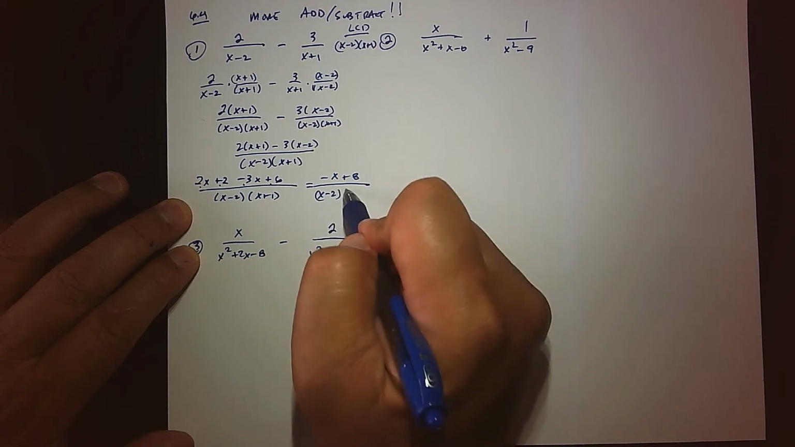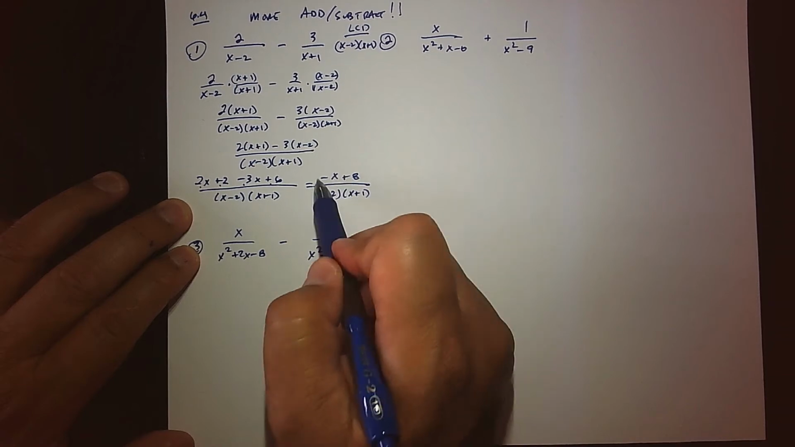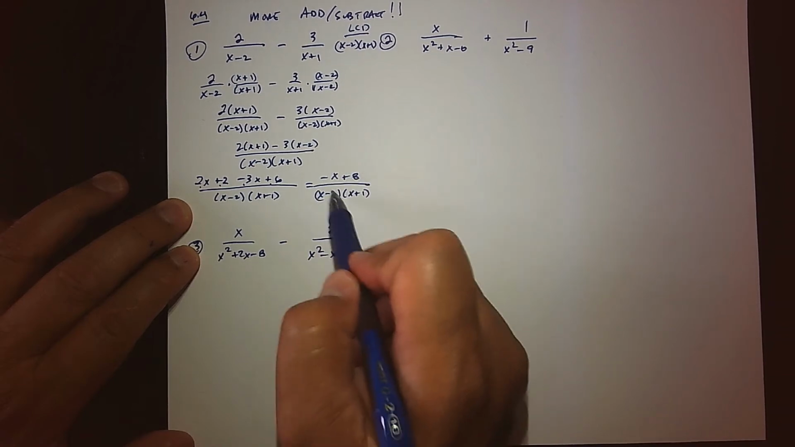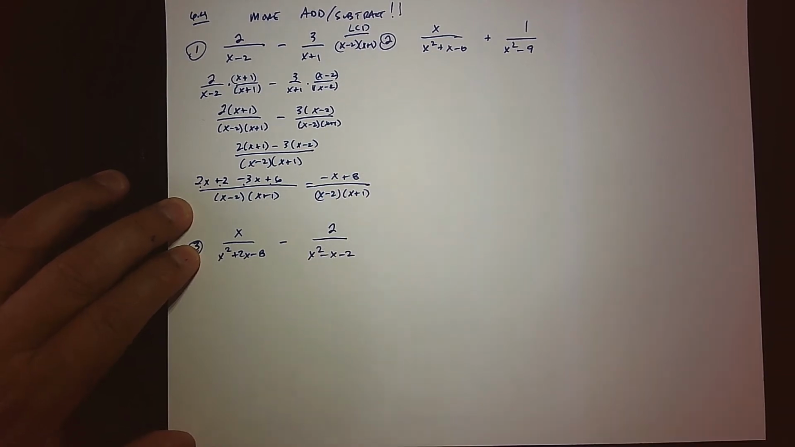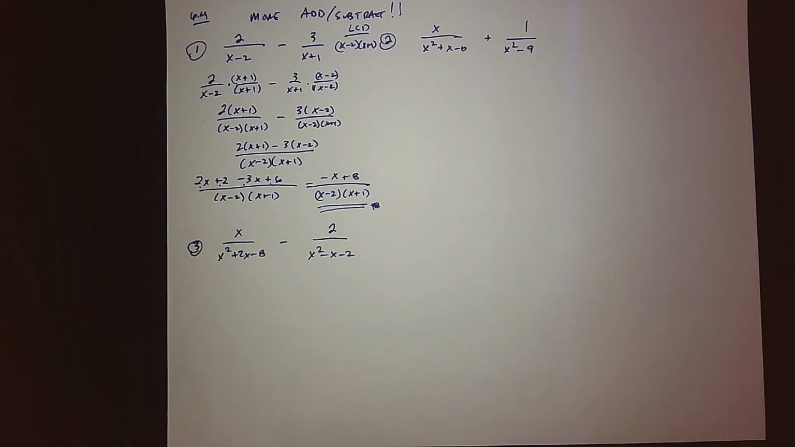And when I take a look around, negative x plus 8 isn't common to x minus 2 or x plus 1. So there's our final answer. So no simplification needed at the end because the top doesn't factor, the bottom is already factored, and I don't see any common factors.